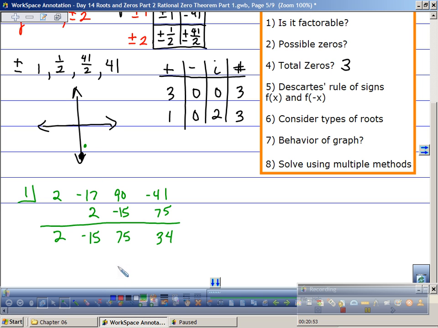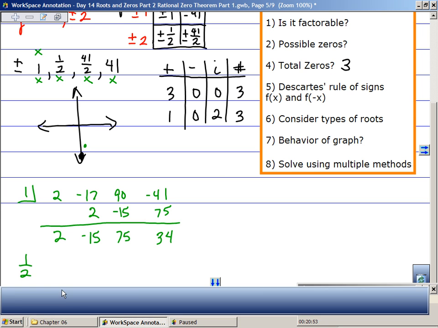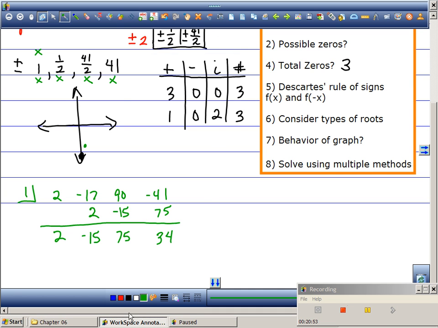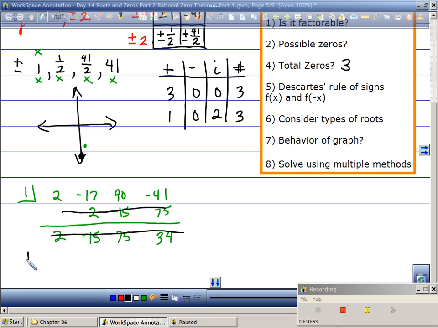What do you want to try next? So 1 doesn't work. We know none of these work, right? None in the negative direction. So we're going to try what? Let's try 1/2. It might not be that bad. Alright, so this didn't work. This didn't work. And now we're going to try 1/2.